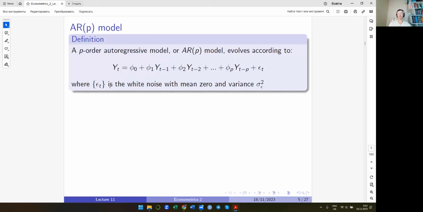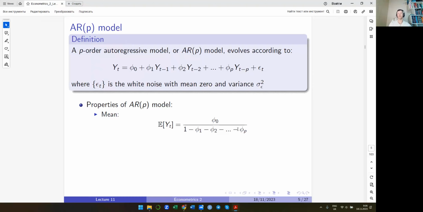And epsilon t is the white noise, as we said, with mean 0 and variance sigma squared. Without any derivation, I'm just giving you the properties of such models. So no matter what p is, the mean of such a series is constant, and it depends on these coefficients: phi 0 divided by 1 minus phi 1 minus phi 2 minus and so on up to phi p.